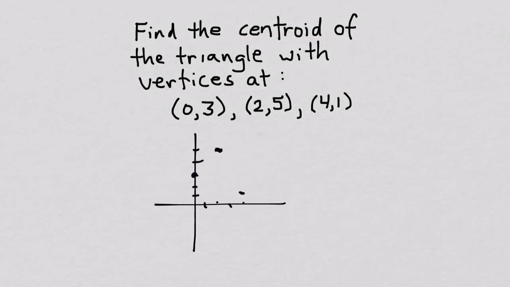Connecting those sides in our freehand sketch here. They're not super pretty, but we can get a sense of what the triangle looks like. Now, recall that the centroid is where the medians intersect. So, probably the simplest way to find the centroid is to plot two of the medians and see where they cross.